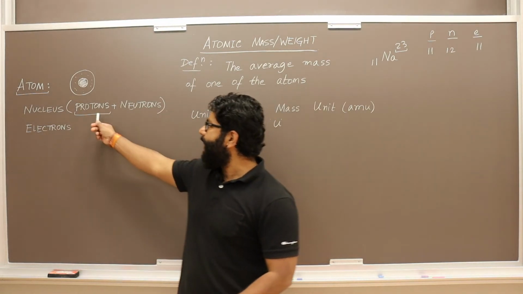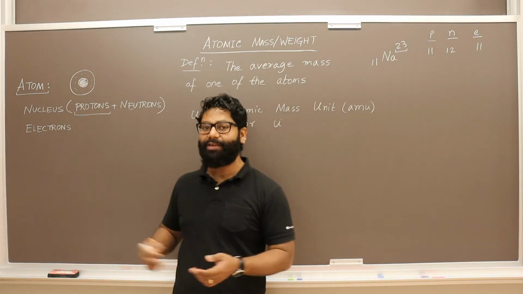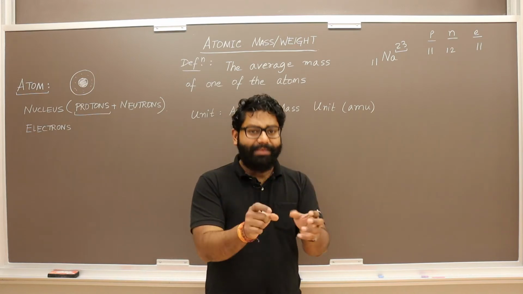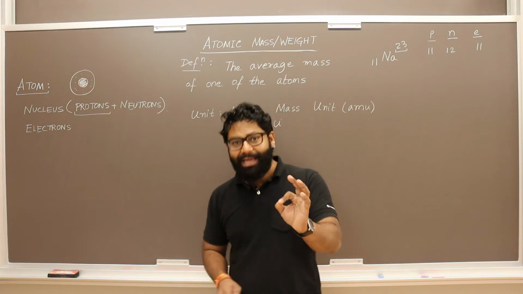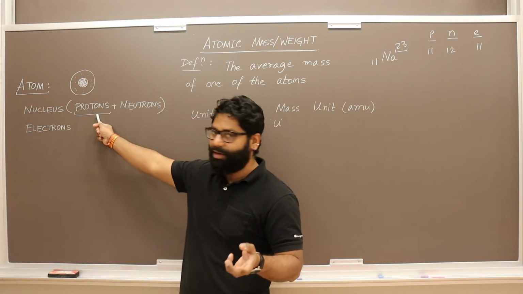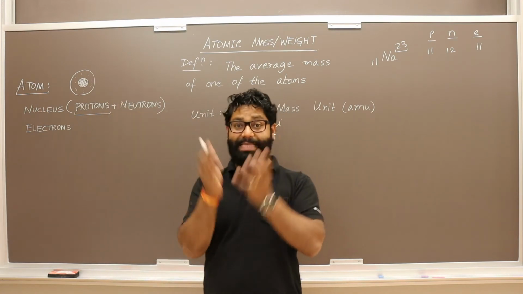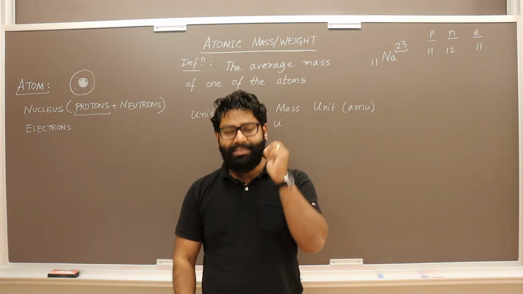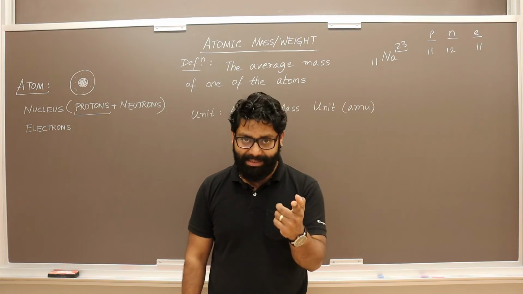So when you add these protons and neutrons and all the electrons, generally the mass of the nucleus is not exactly equal to the mass of the protons plus the mass of the neutrons that make up the nucleus. It's not exactly the same. There is a certain amount of mass deficit, right?